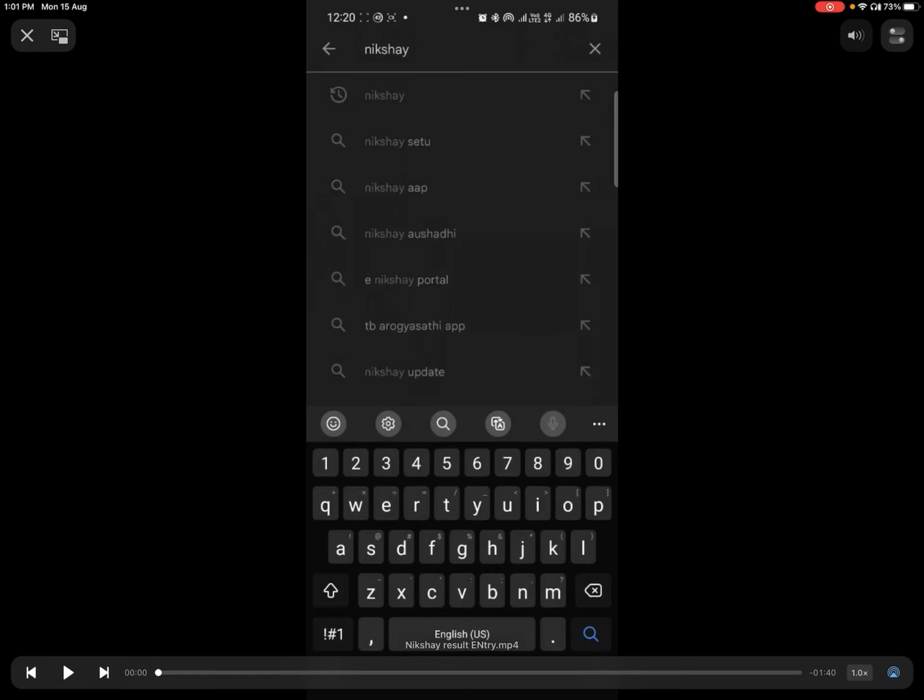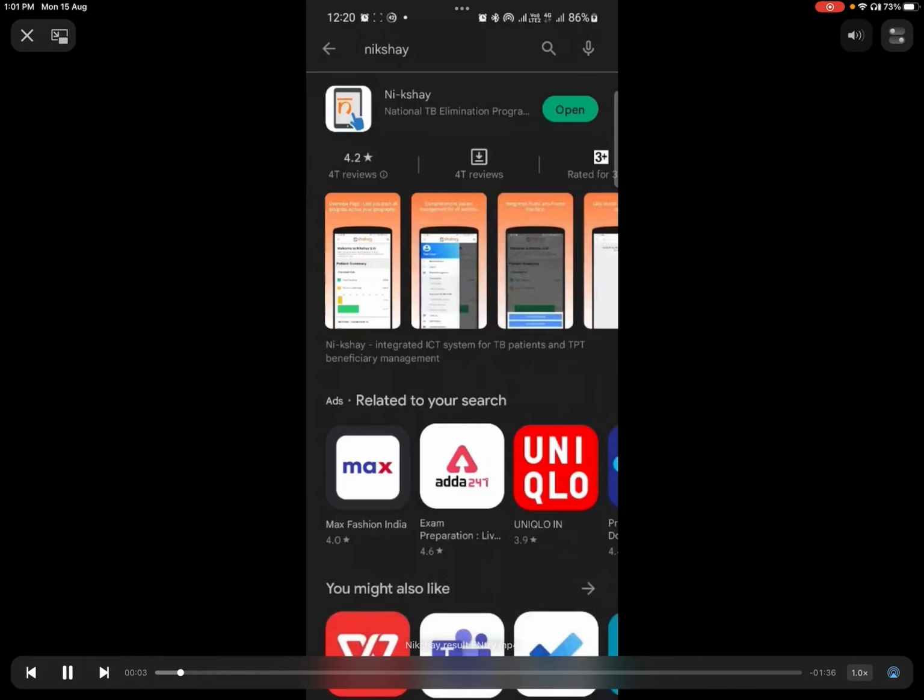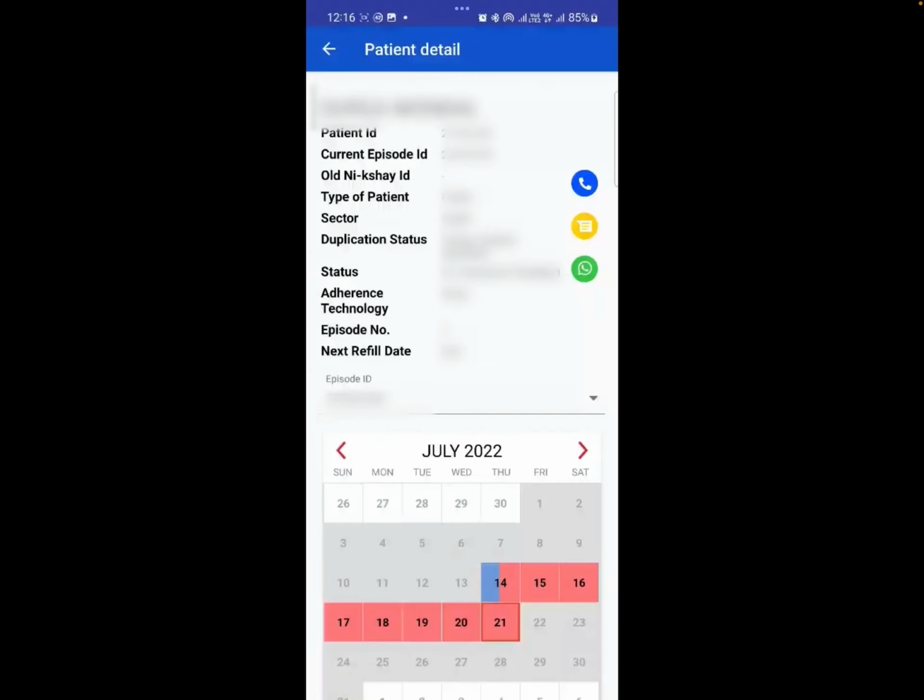Now coming to Ni-Kshay entry. Now you have done the test properly and the test result has to be updated in Ni-Kshay. So the Ni-Kshay app is available in Play Store. So you can go to Android Play Store, if you have an Android smartphone, and type Ni-Kshay, then you will find this app. So you can install this app.